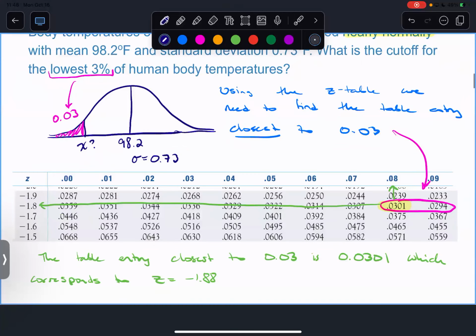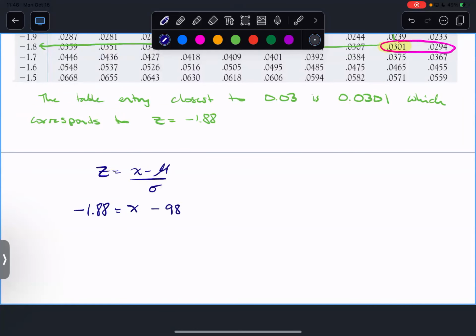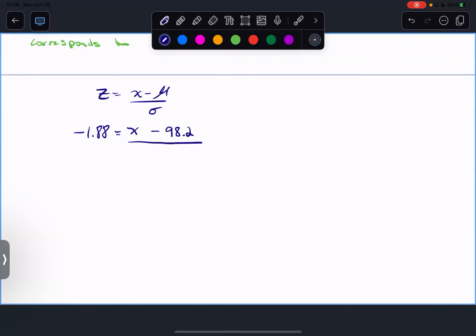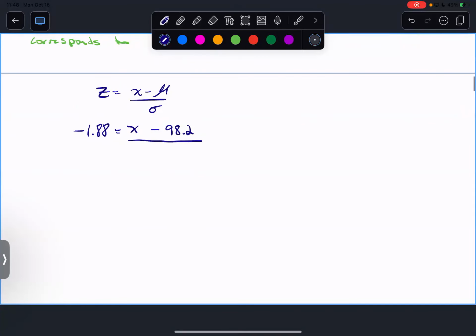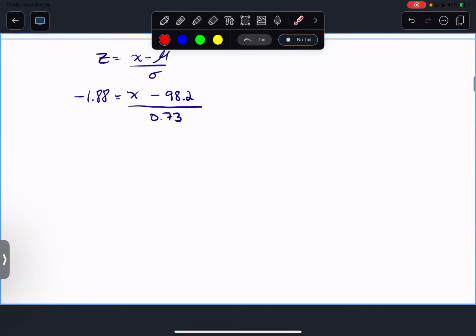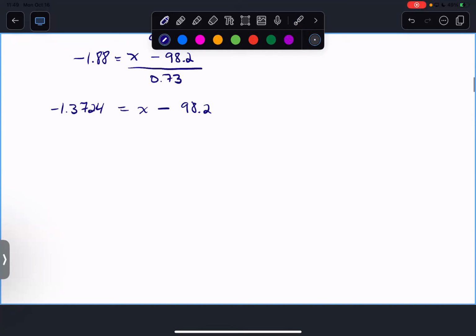The mean was 98.2. And the standard deviation was 0.73. Now it's a matter of multiplying the 0.73 over to the left and then adding 98.2 to both sides. So I get negative 1.88 times 0.73 puts me at negative 1.3724 is X minus 98.2.